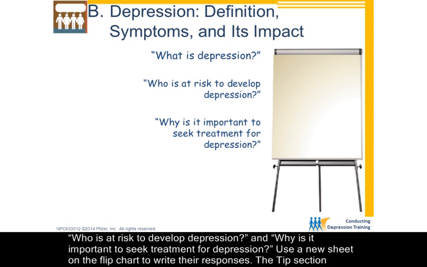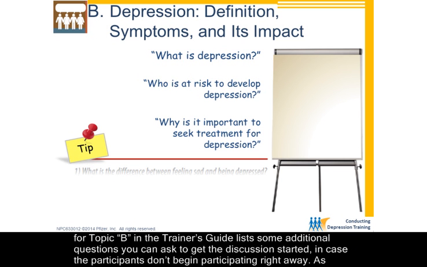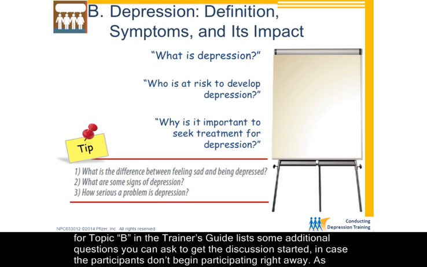Use a new sheet on the flip chart to write their responses. The tips section for Topic B in the Trainer's Guide lists some additional questions you can ask to get the discussion started in case the participants don't begin participating right away.